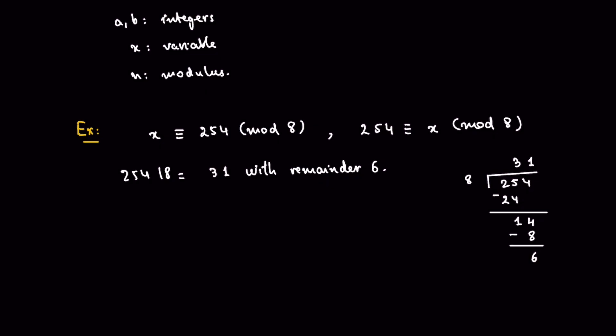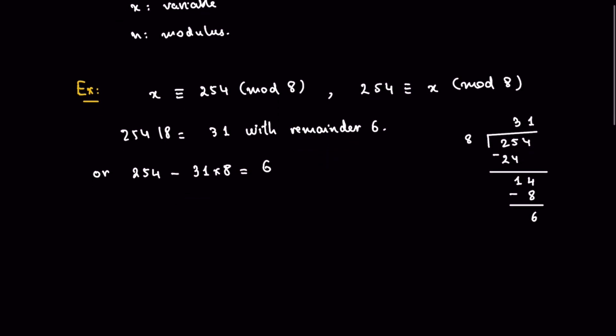Another way to look at this remainder is that when you use a calculator, you get 31. What you do next is take 254 minus 31 times 8, and carry out these calculations. You should get 6 as well, and that is the remainder. And that is what we're looking for, right? X congruent to 254 mod 8 is equivalent to writing 254 congruent to X mod 8, and we're looking for the remainder in this case. So the remainder is 6, therefore X is equal to 6.